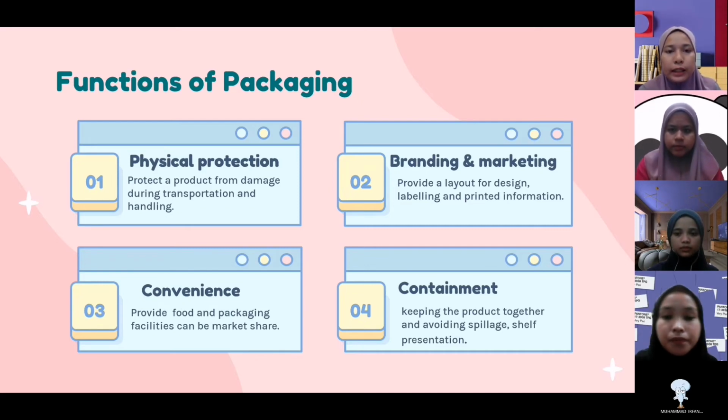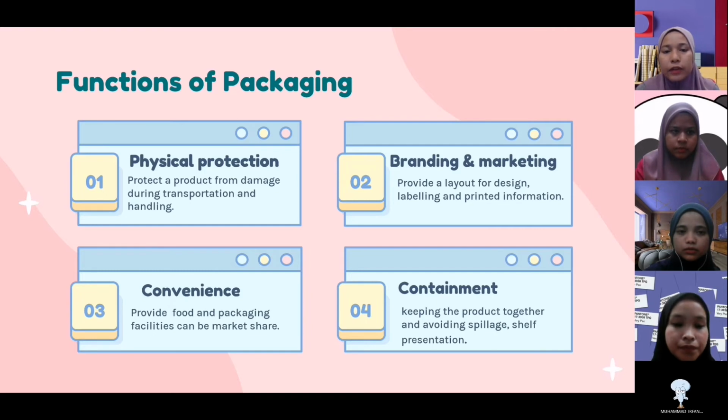For the third is convenience, for example chef-ready and portion control, microwavable packaging, and ovenable packaging. A busy lifestyle means less time spent on preparing meals, and convenience packaging can gain market share. And last but not least is containment. It helps to keep the product together, avoiding spillage, and for shelf presentation. A lot of effort and research is focused on designing packs for containment of product for transport efficiency, product safety, storage efficiency, and shelf space.